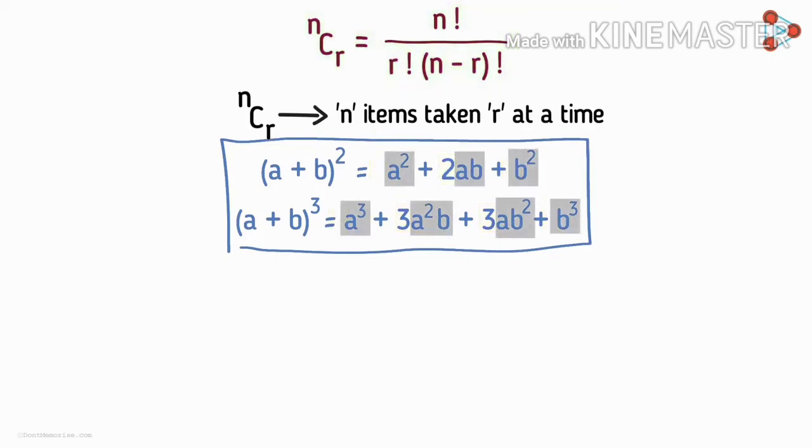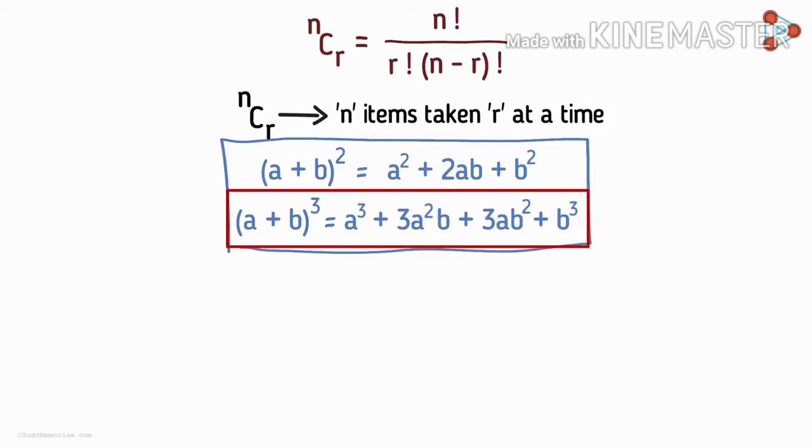Let's see. Look at the formula of a plus b the whole cubed. Observe the first term. Can you tell me the power of a here? Yes, it's 3. Now tell me the power of a here. It's 2. And what's the power here? The power is 1. Now, what's the power of a in the last term? The last term does not have a at all. This means that the power of a here is 0. So it's 3, 2, 1, 0.